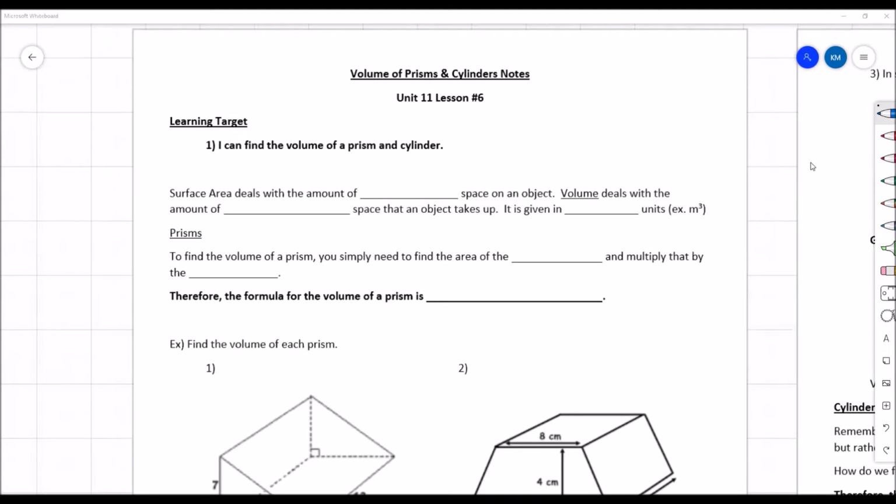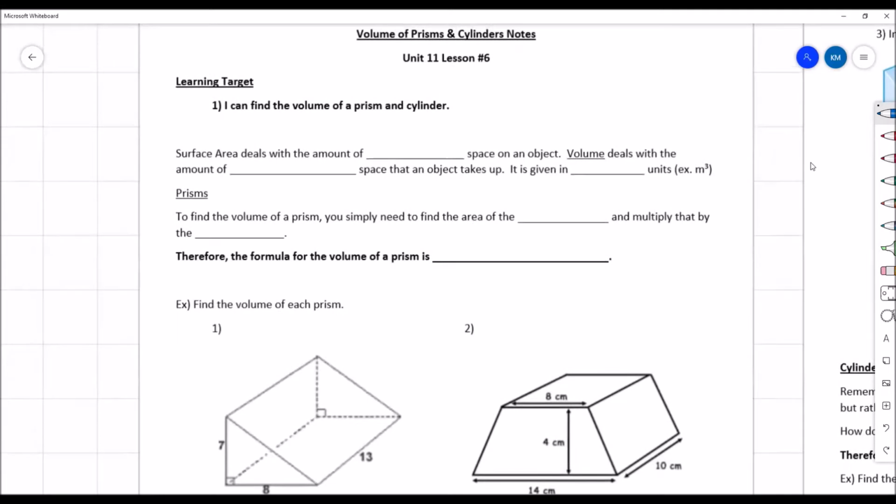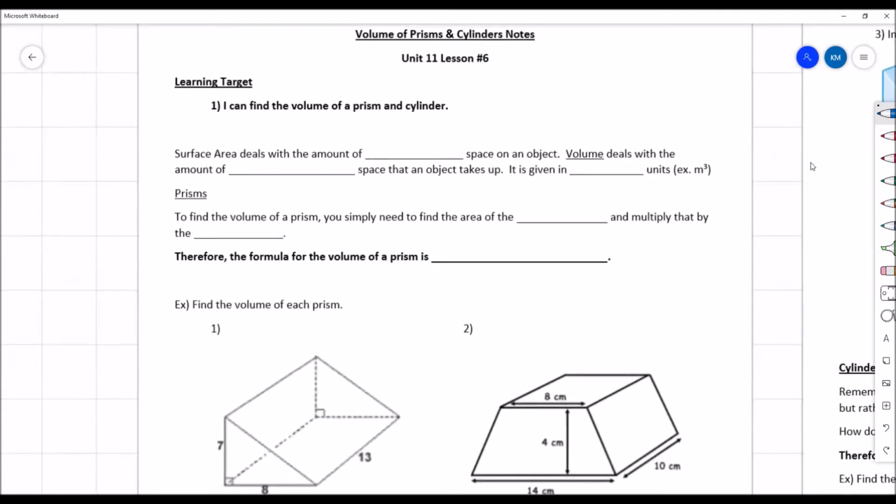Okay, surface area. We just got done talking about surface area. We've talked about surface area of all these prisms, cylinders, pyramids, cones, and spheres. And now we're going to get into our second part of the unit where we focus on volume.